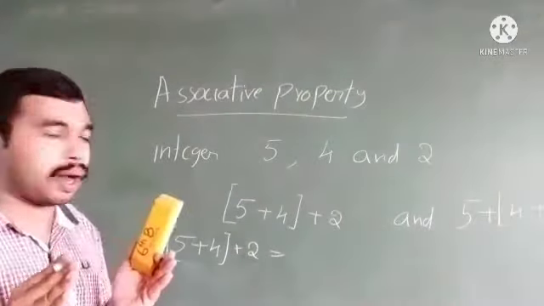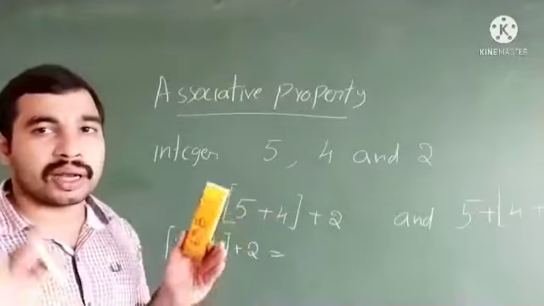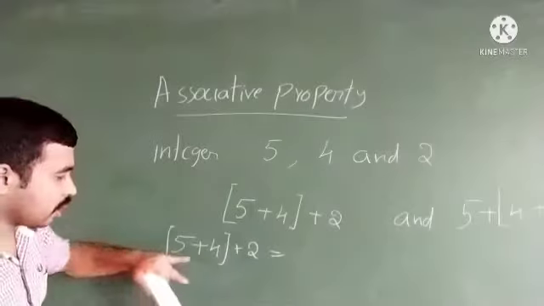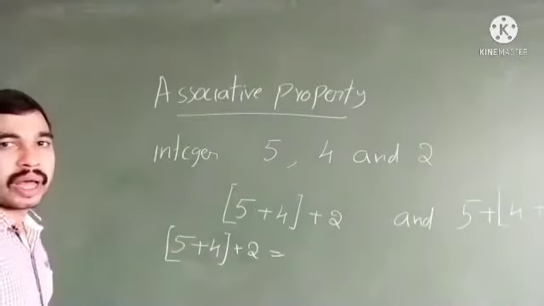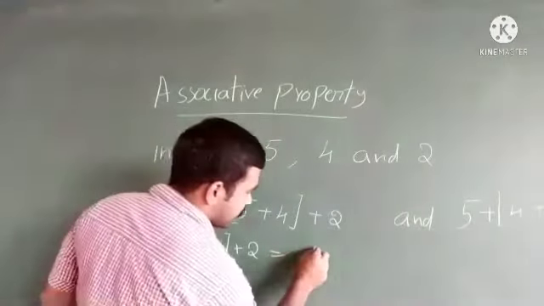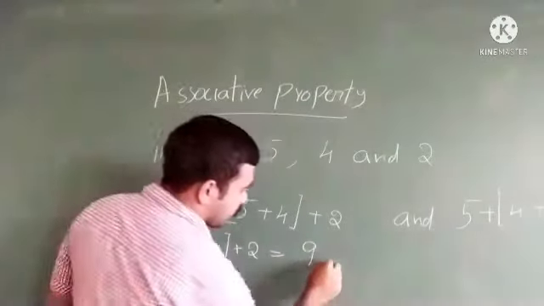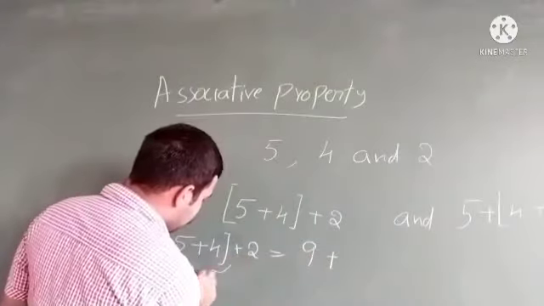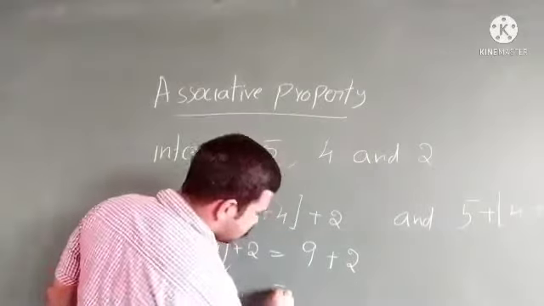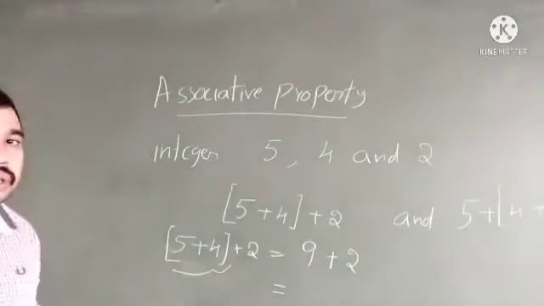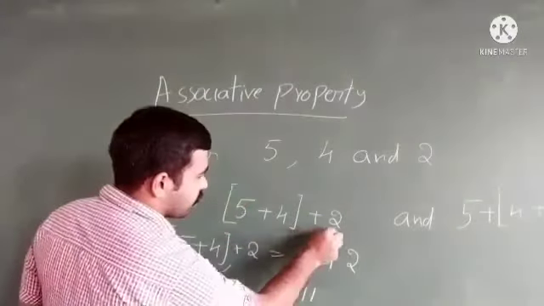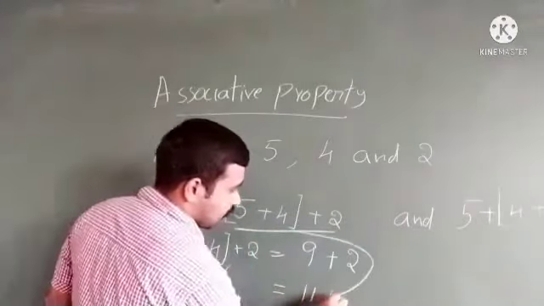Let us find out and solve. First, add the bracket; the bracket operation is complete. Next, outside the bracket: 5 plus 4. What is the answer? 5 plus 4 is 9. Next, 9 plus 2. What is 9 plus 2? 9 plus 2 is 11. The answer for this one is 11.